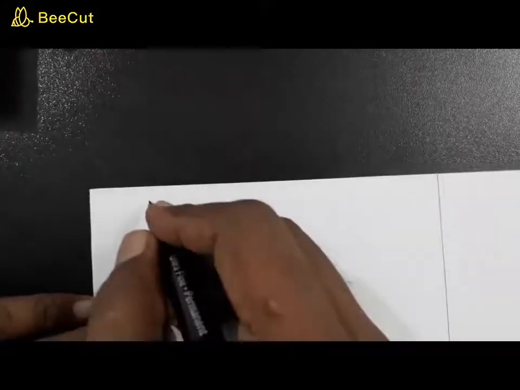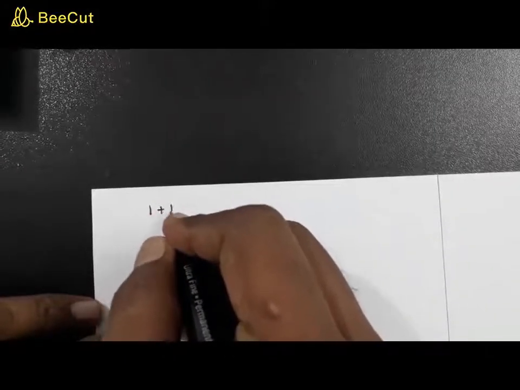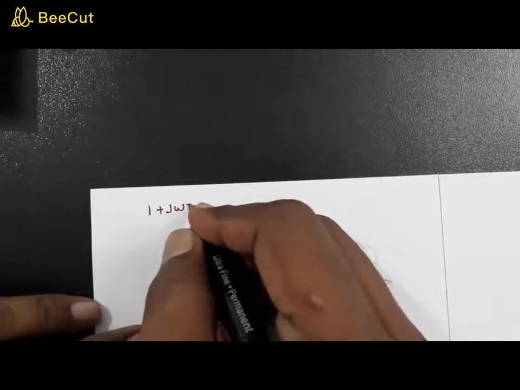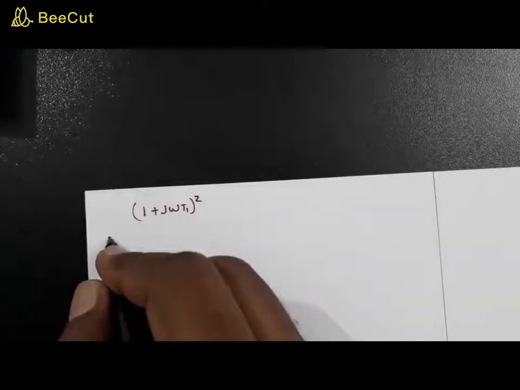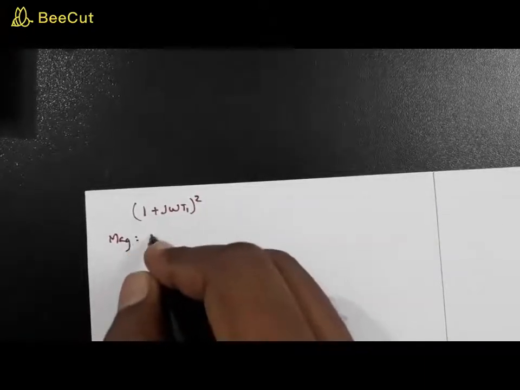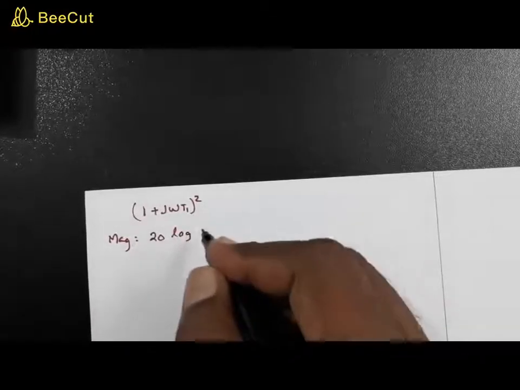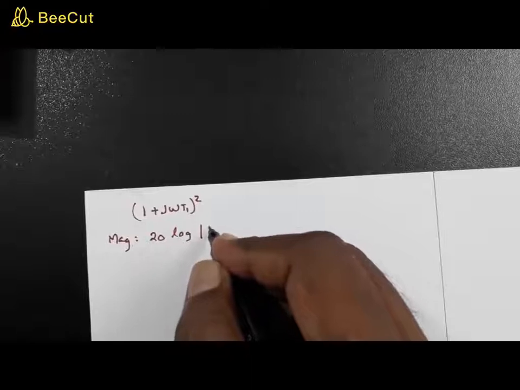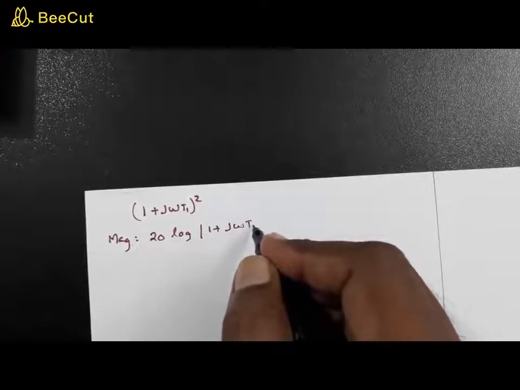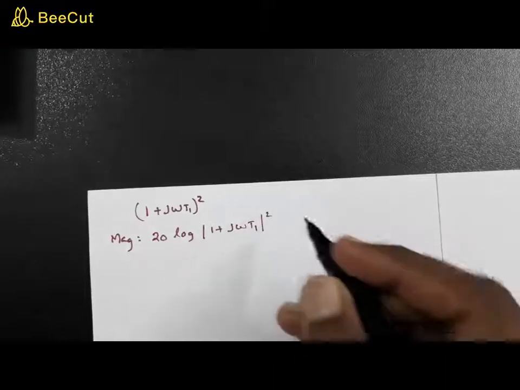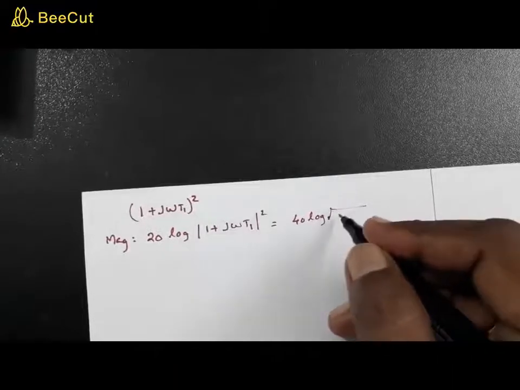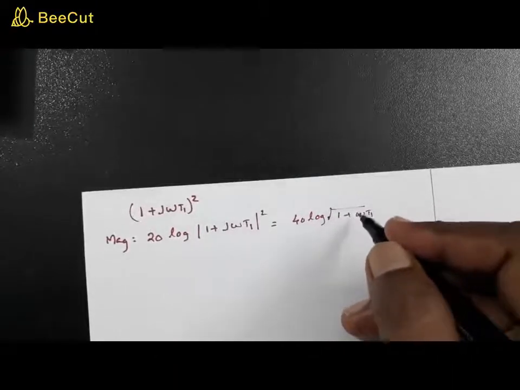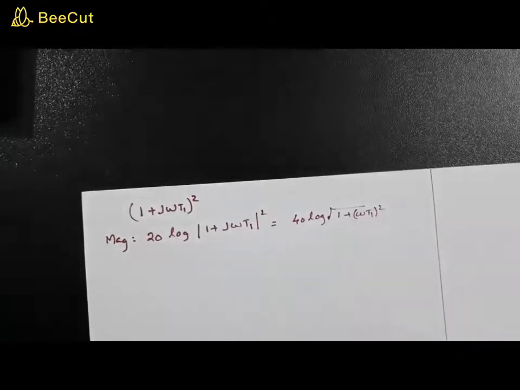For that, let us consider a higher order term, say 1 plus j omega t1 the whole square. Now what is the magnitude of this? You know the magnitude in decibels will be 20 log of the magnitude of 1 plus j omega t1 the whole square, which is equal to 40 log of the magnitude of 1 plus j omega t1.